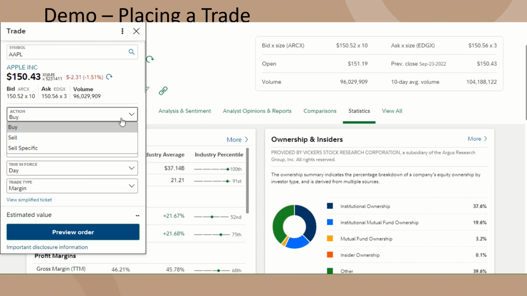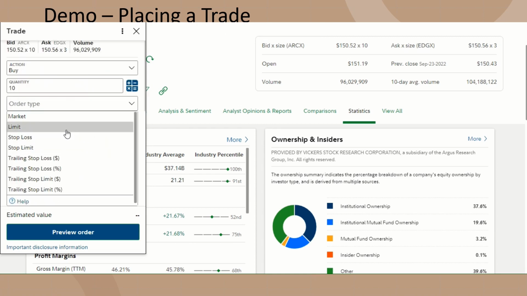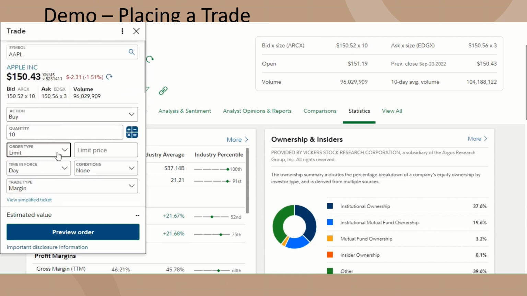So click on buy, and then you put the quantity here. Let's say we want to buy 10 stocks of Apple. Okay, so click on 10. The order type will focus on limit orders, which is the safest for beginners. You put the order type as limit, and then here you enter the price.